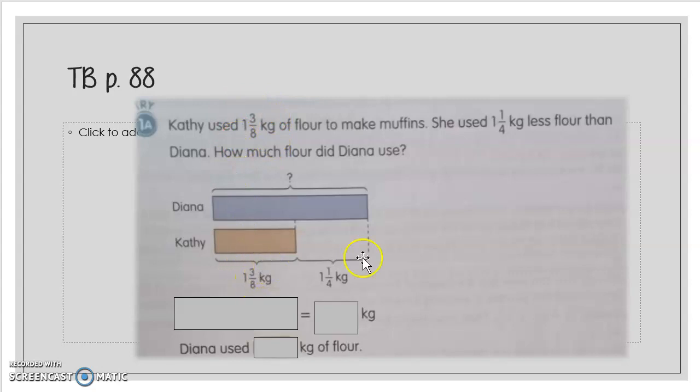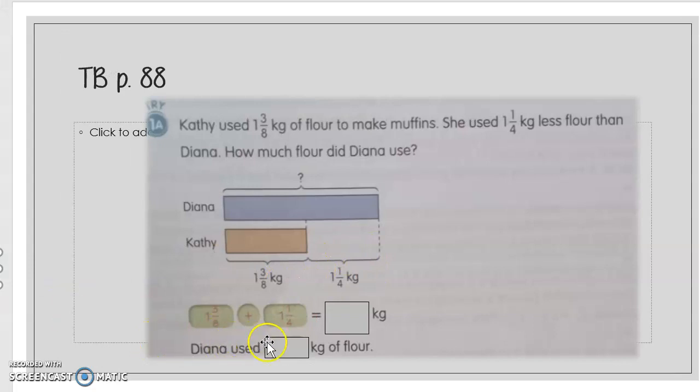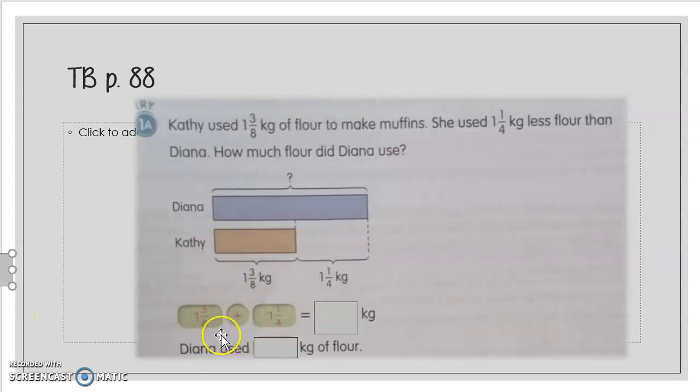So this one Diana has 3/8, and then the clue is 1/4 kilogram less flour than Diana. It means this one, right? The rest. But the question is about Diana, so you only have to plus, right? So you will plus this one, 3/8 plus 1/4. So we'll use the process, okay? But this one the answer is already 5/8. You have to write the working, yeah. This one I only show you the final answer.